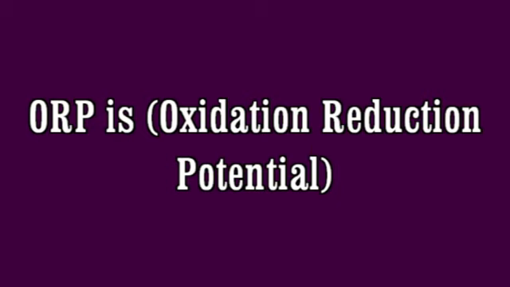First of all, we're going to talk about ORP. But what is ORP? Oxidation reduction potential. That means the water is supposed to be in the negative versus the positive. And right now we're drinking a lot of water that's in the positive. What do I mean? Well, I'm going to show you in a minute and demonstrate how your water should be in the negative, not the positive.